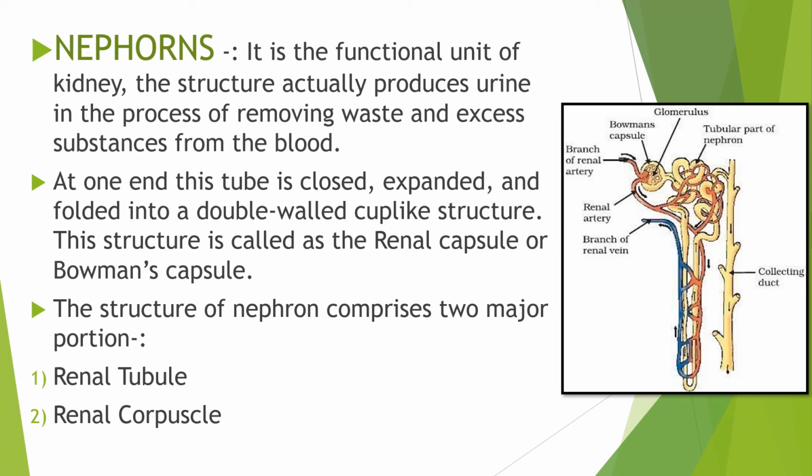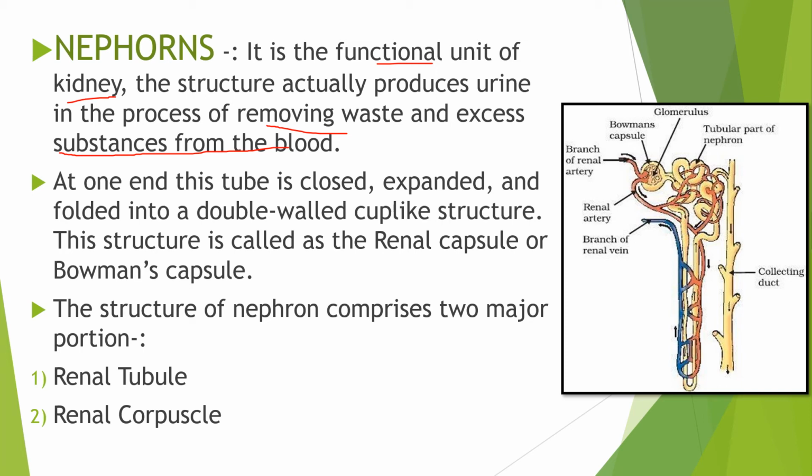So the nephron, first of all, is the functional unit of the kidney. The nephron is embedded in the kidney. There are millions of nephrons in the kidney. This structure produces urine in the process of removing waste and excess substances from the blood. First it removes waste and then excretes excess substances from the blood.